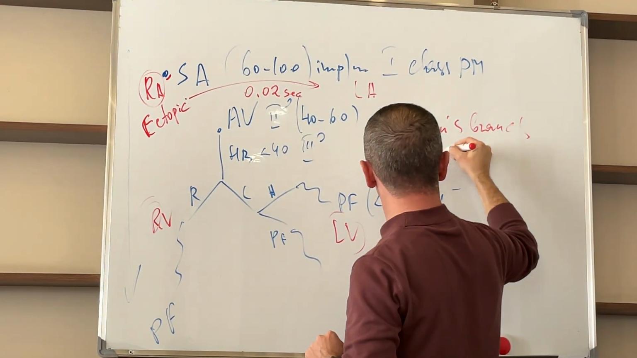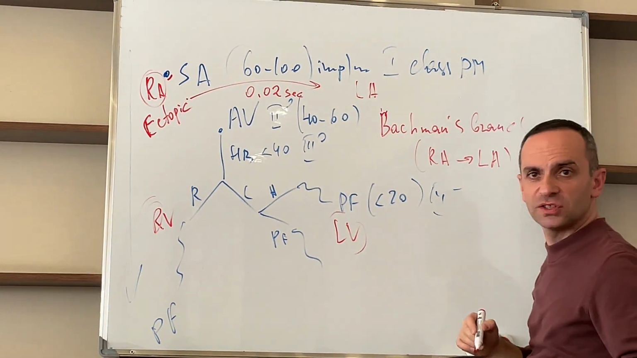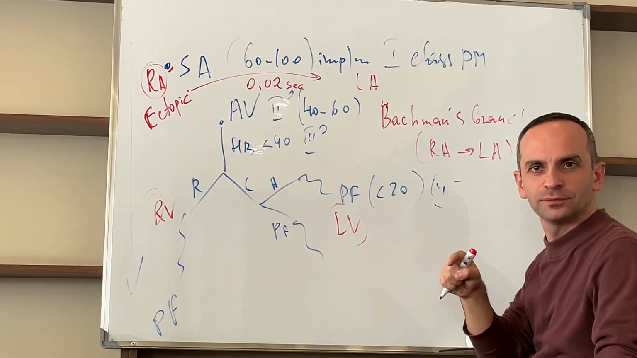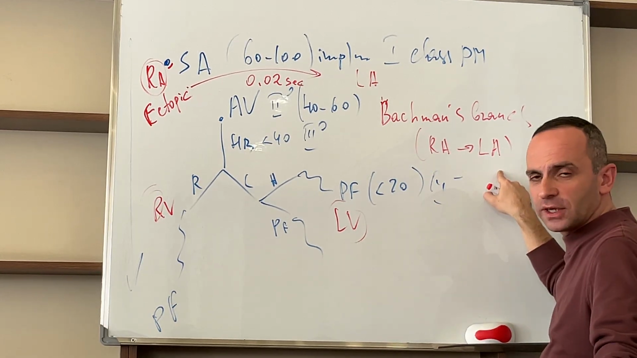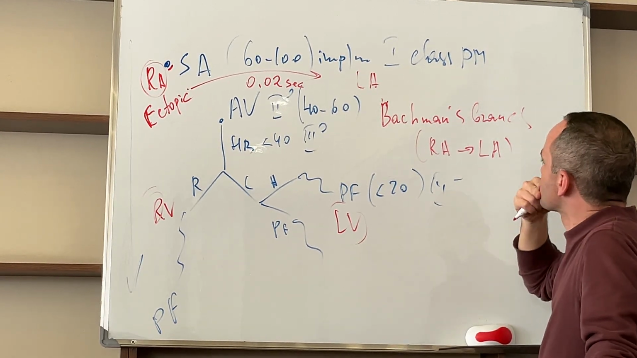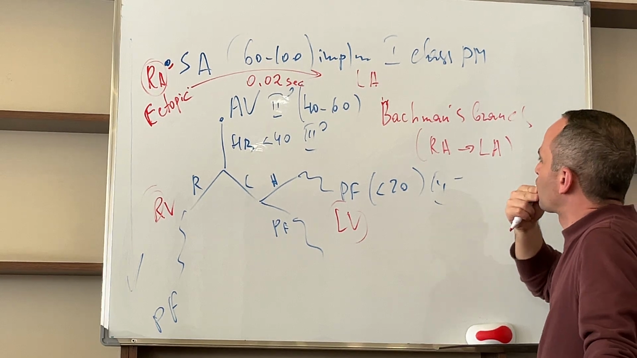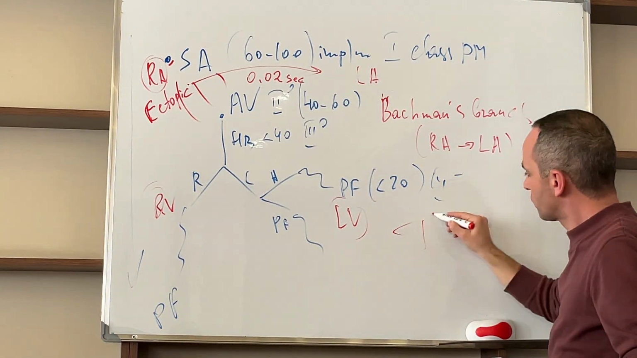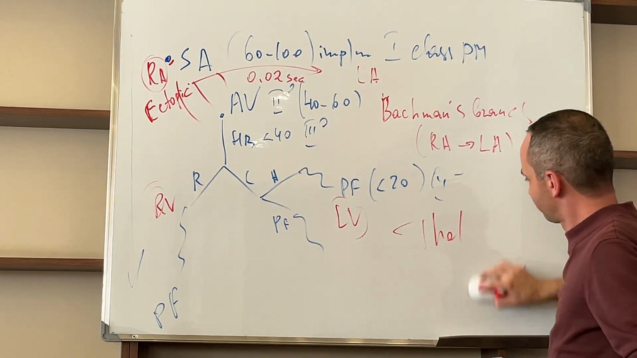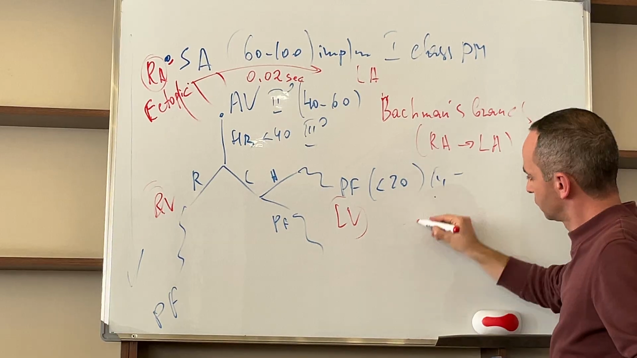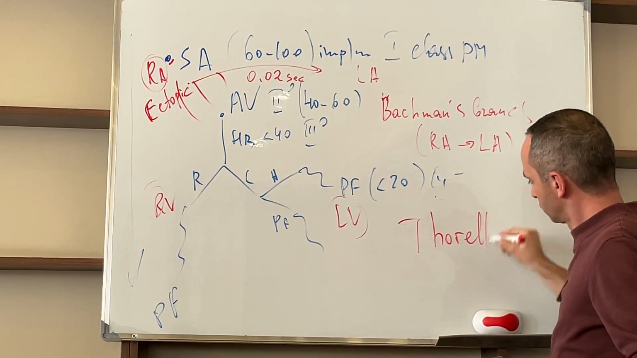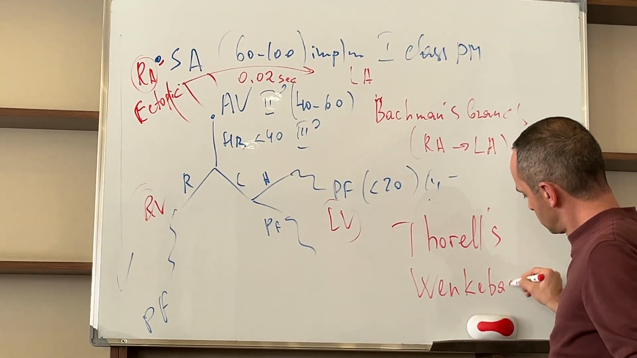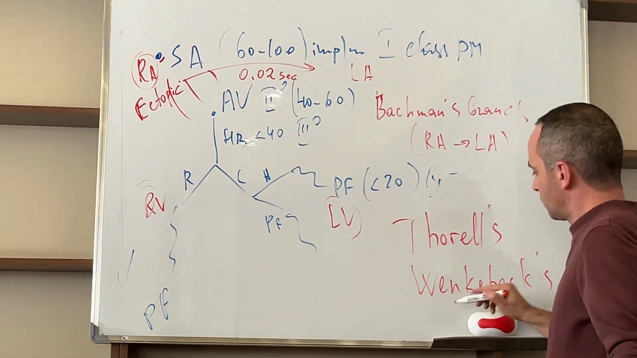This is how the right atrium and then the left atrium depolarize. First of all, we will have depolarization of the right atrium, because the sinus node is localized there, then from the right atrium to the left atrium. And here we have three pathways: Torrens, Wenckebach's, and Bachmann's.